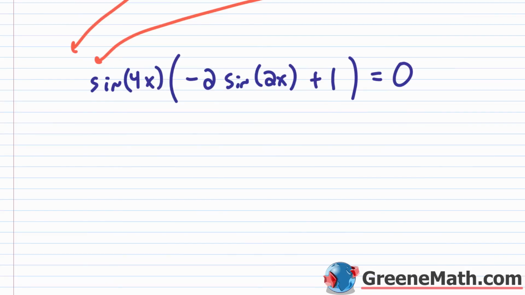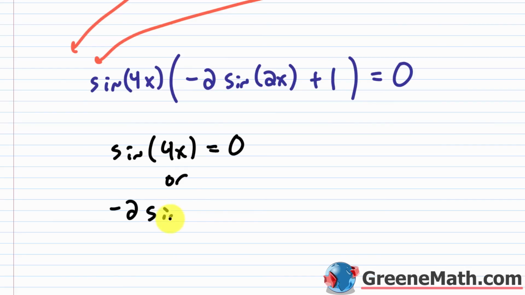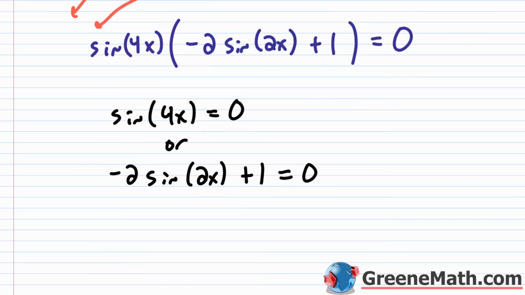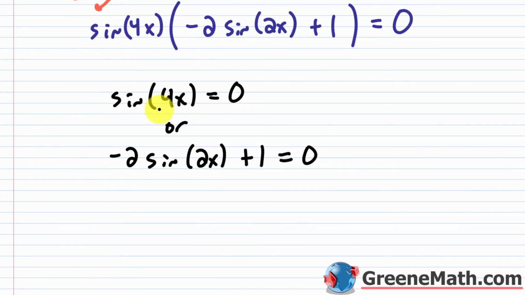Now at this point, you can use your zero products property. So you can say that the sine of 4x is equal to 0, or we're going to do this one. So negative 2 sine of 2x plus 1 equals 0. In this particular case, you have sine of something. It doesn't matter what it is.